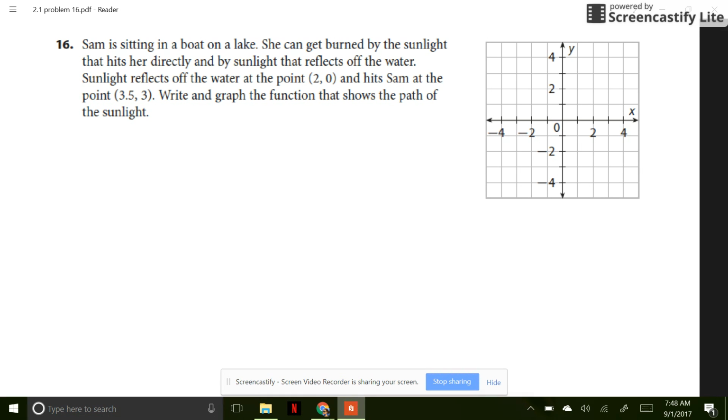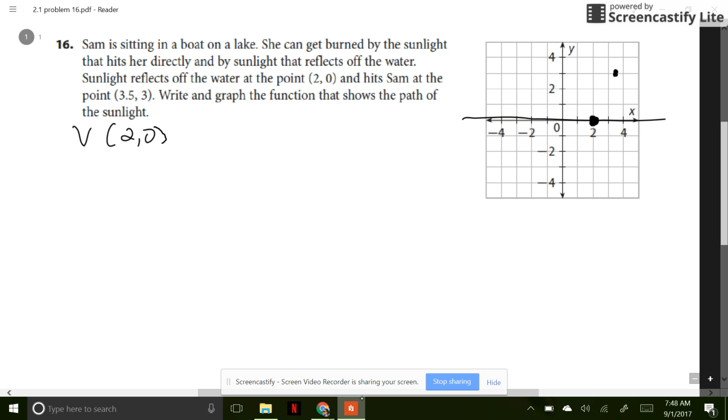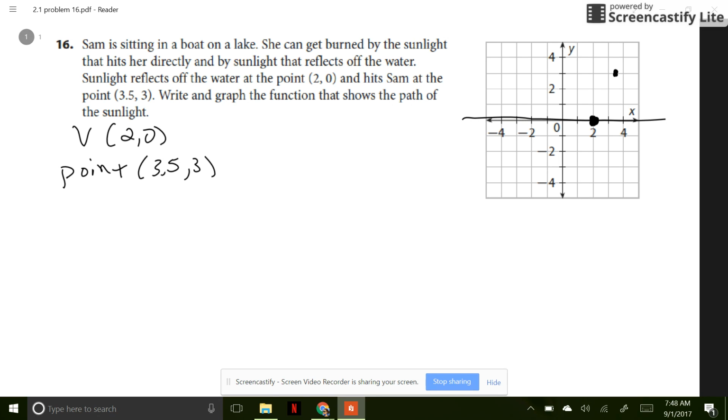So if we think about the water, the water is going to be here along our x-axis. So the sun is hitting the water at (2, 0), that's going to be here, and it's hitting Sam at the point (3.5, 3), so somewhere up here. So what this is telling me is that my vertex is at (2, 0), that's where it's reflecting off the water, and then I'm going to have another point that exists on my function, at (3.5, 3). So again, in general, since we're not dealing with horizontal dilation, we're going to say B is 1, so we're ignoring that aspect of it.